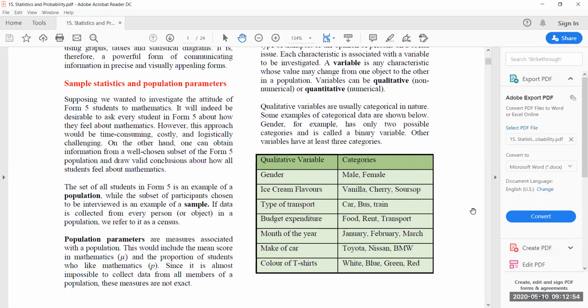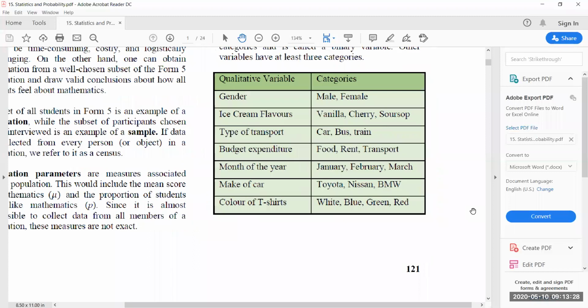Yes, sir. All right. So if data is collected from every person or object in a population, we refer to it as a census, right? Census is taking into consideration everybody in the population. So let's say the government wants to conduct research on the entire population. It will now be called a census. When they are drawing their conclusions, it will be from the census, which is from every single person within the population. Yes?